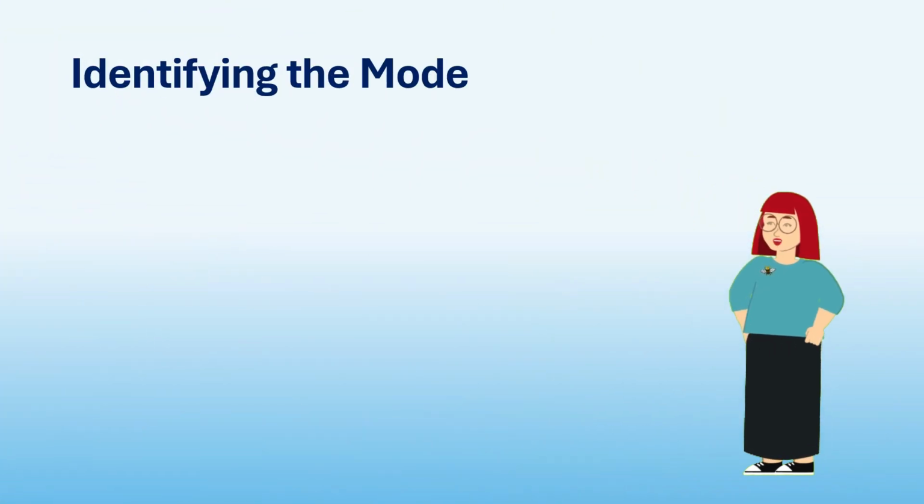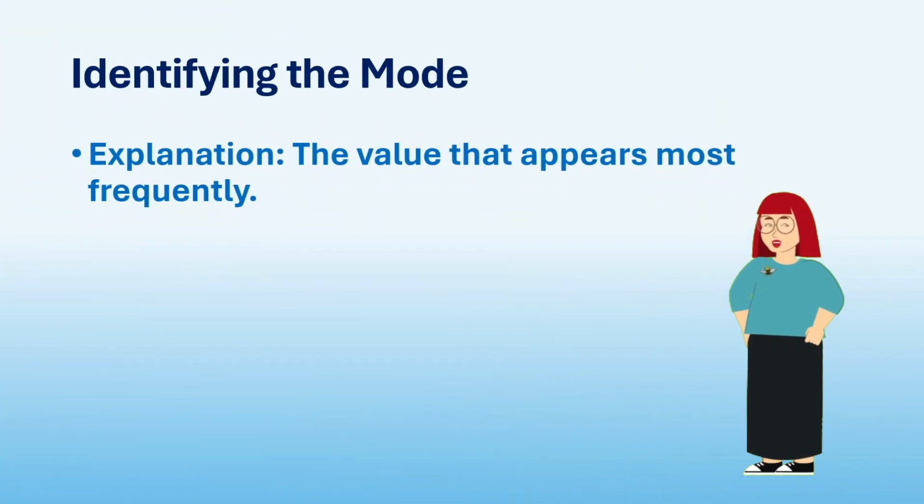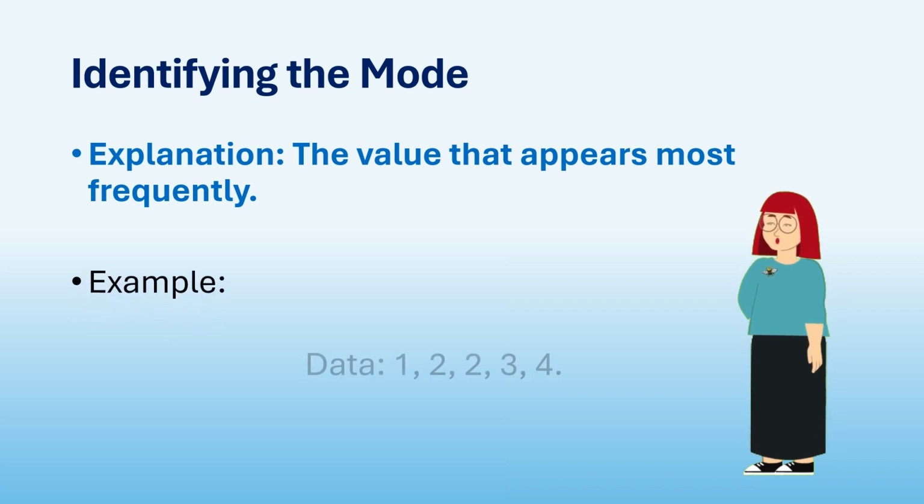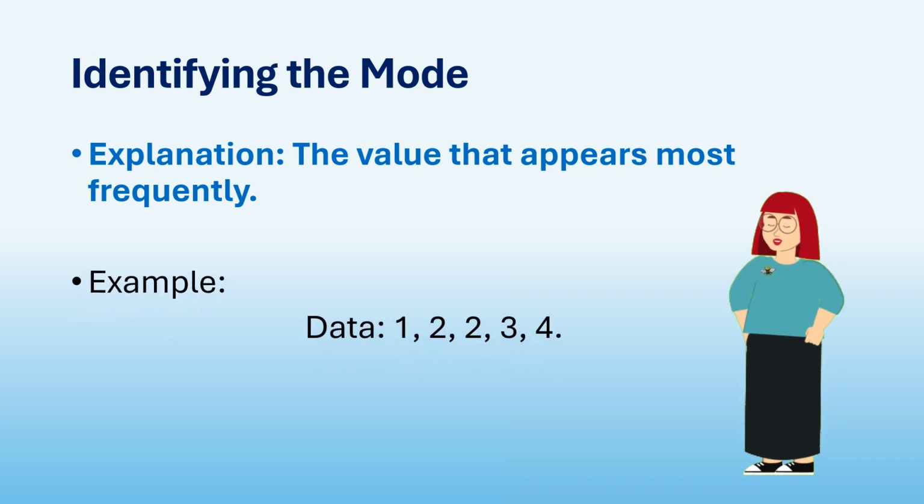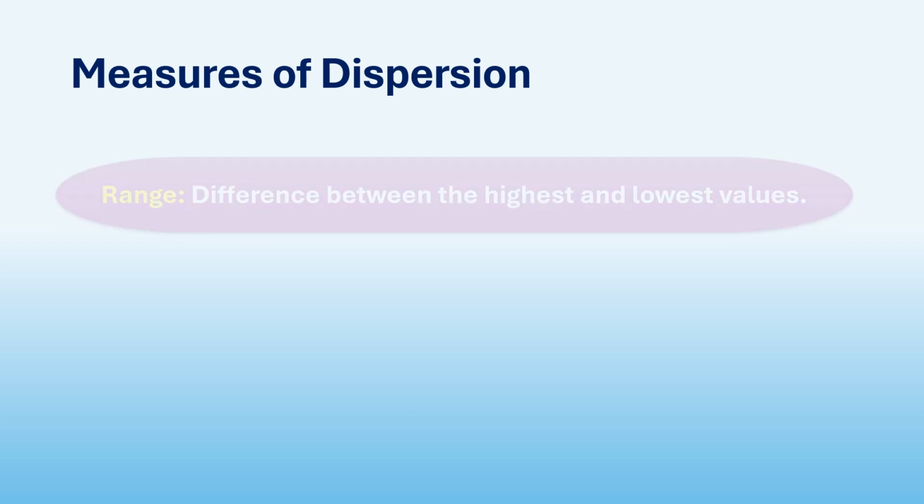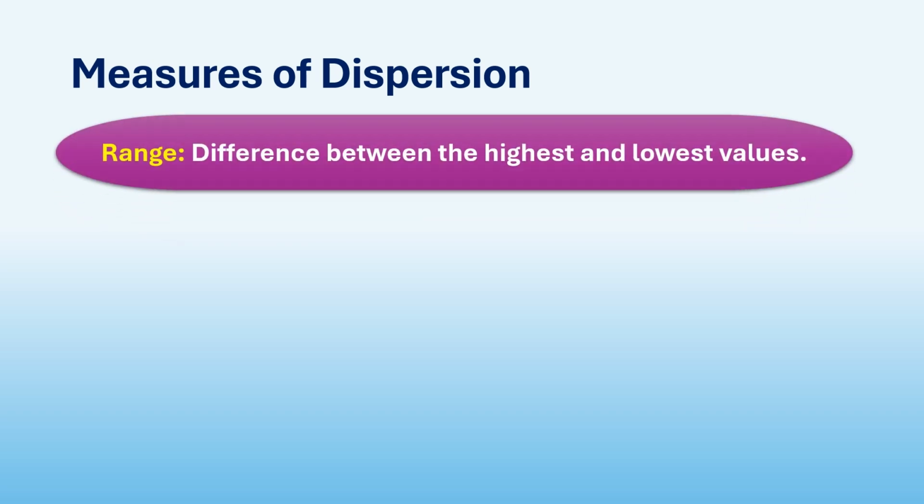The mode is simply the value that appears most frequently in your dataset. For instance, in the dataset 1, 2, 2, 3, 4, the mode is 2 because it appears more frequently than any other value. Now, let's move on to measures of dispersion, which tell us about the spread of the data.